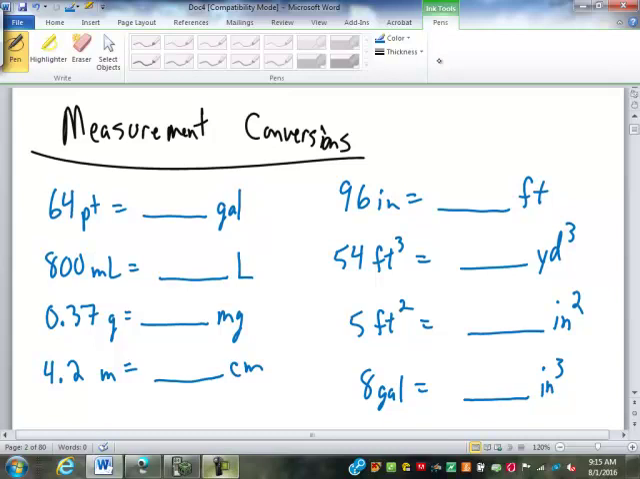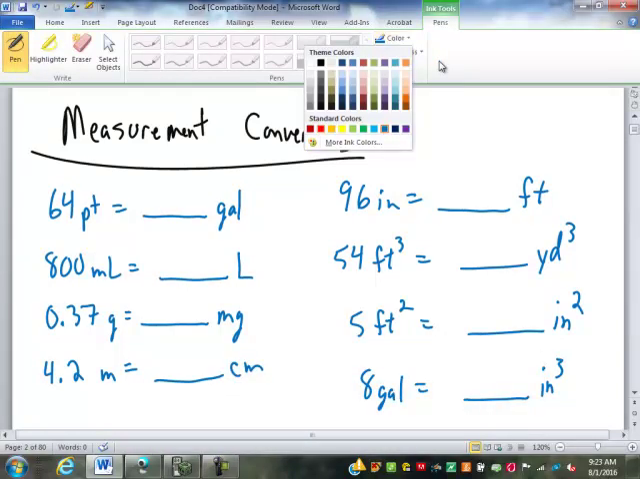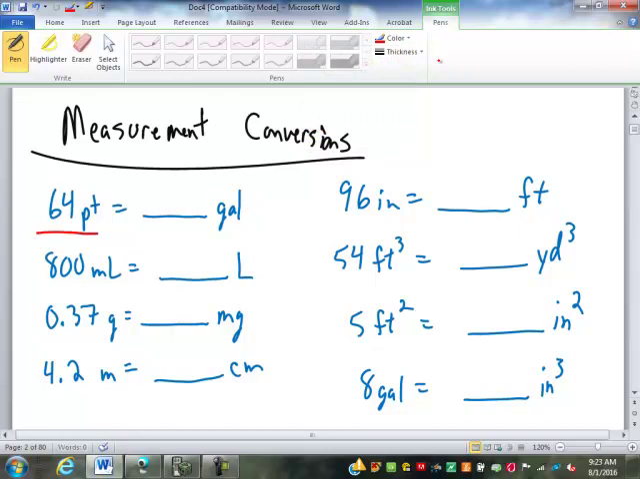Try those 8, and we'll talk about them in a minute. Okay, so for the first one up here, 64 pints. How many gallons do you get out of that? Anybody want to throw out their answer?